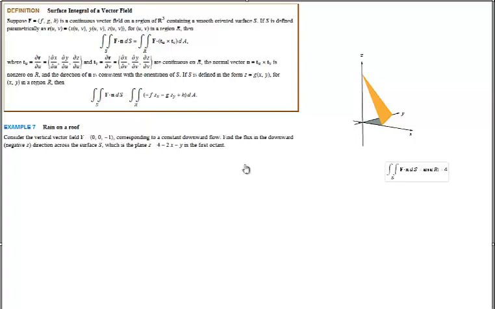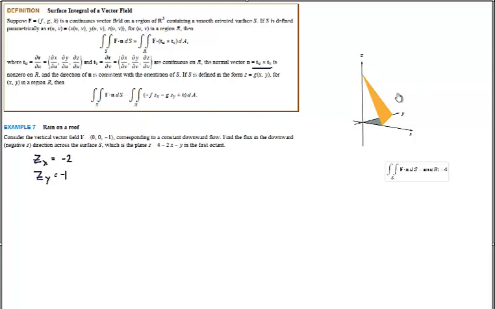Alright, one of the first things I'm going to need to know is the partial of z with respect to x. That's going to be minus 2. The partial of z with respect to y is going to be minus 1. And then my normal vector is going to be that cross product of r_u × r_v, taking all of these partials.